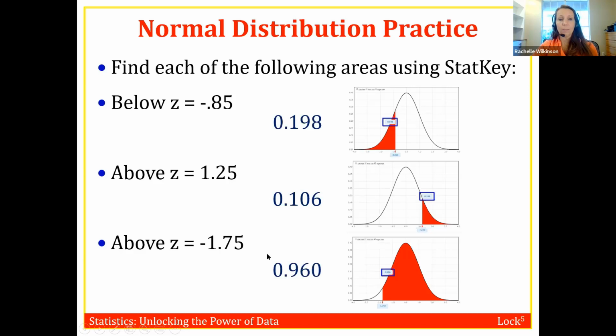And the last one, above negative 1.75. So I want to know above, so I'm going to click right tail, but my box is going to be over here, so it's a little tricky. So I put the negative 1.75 in my box, and then it highlights all this area because there's a bunch of area that's greater than negative 1.75. So it gives me an area of 0.96.